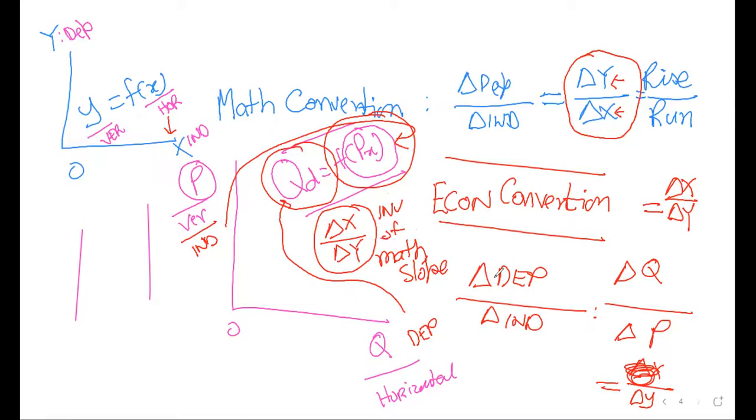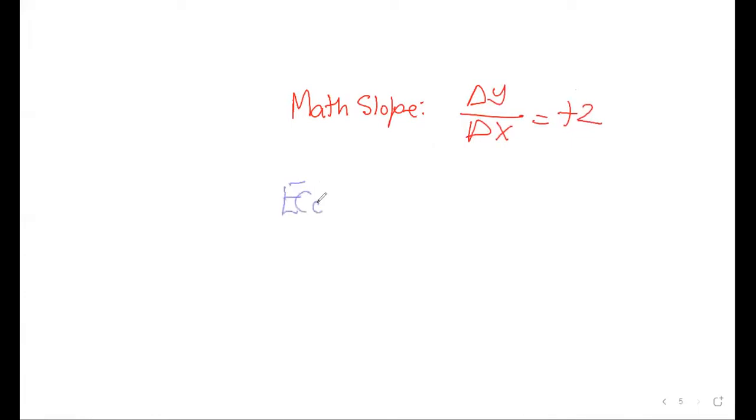Okay? Here, often you see, if the mathematical slope says del y by del x is equal to +2, then the economic slope will say del x by del y is equal to half. Right?